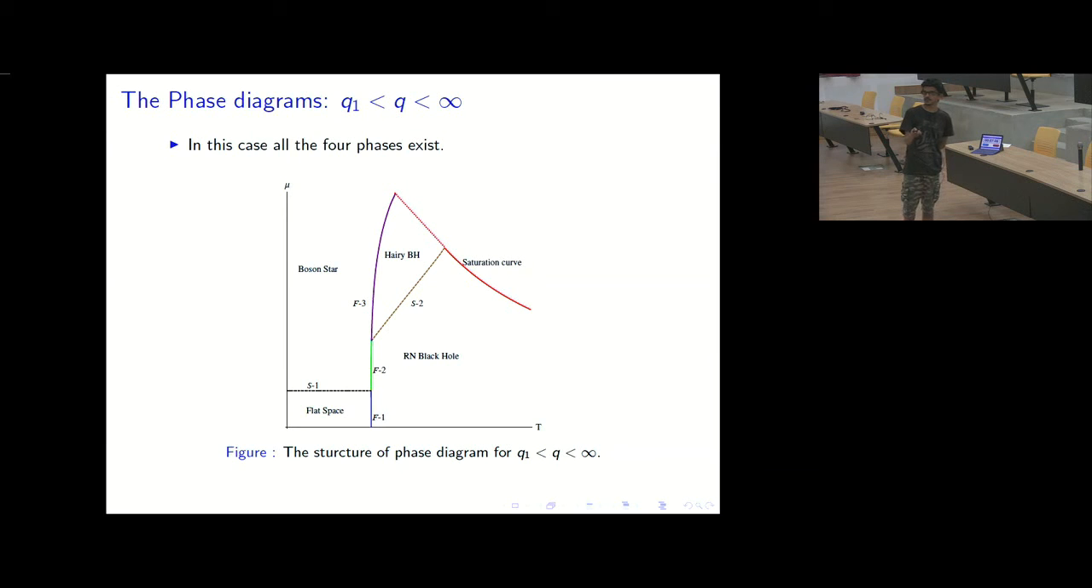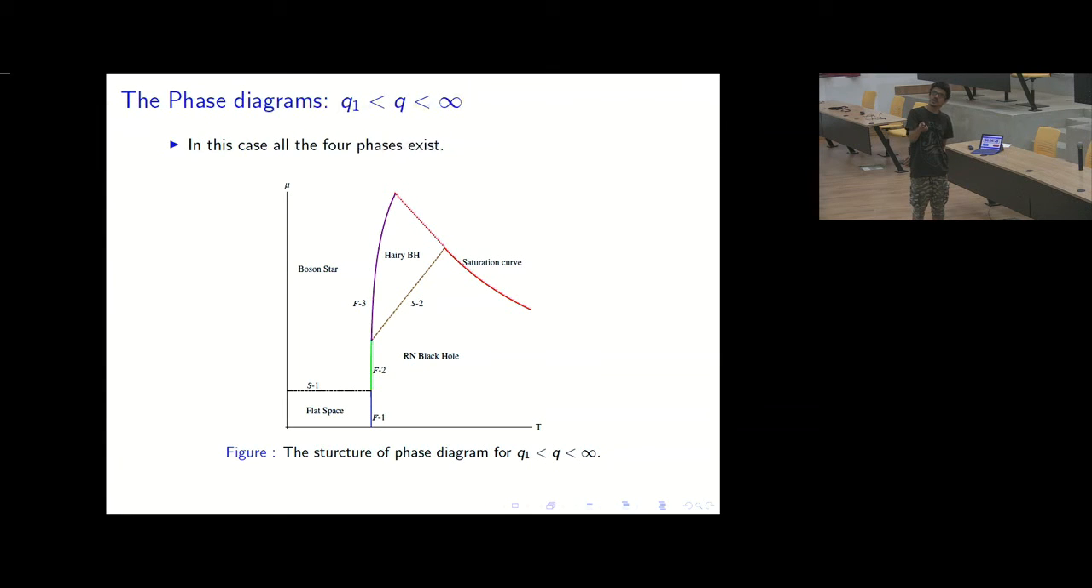This is the usual Hawking-Page-like curve, which is between the flat-space empty box and the RN black hole in the box. And then the flat space transits to a boson star. Again, you compute this free energy, the first order curve between boson star and RN black hole, semi-numerically. And then S2 is the second order transition from the RN black hole to a hairy black hole. This is the saturation curve that existed in the case of the Reissner-Nordstrom black hole that we looked at in the beginning.